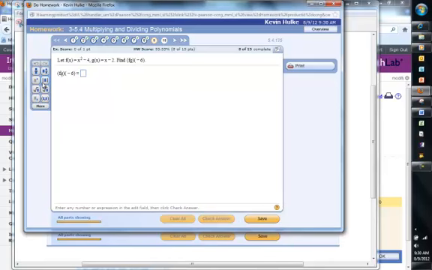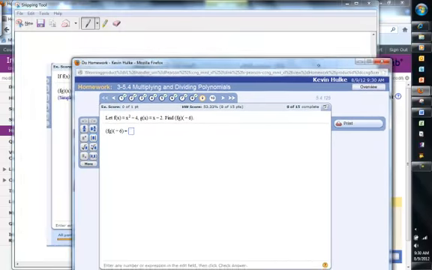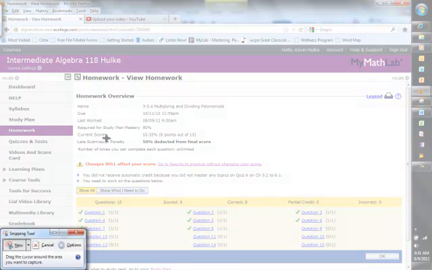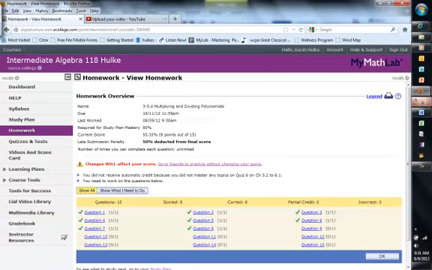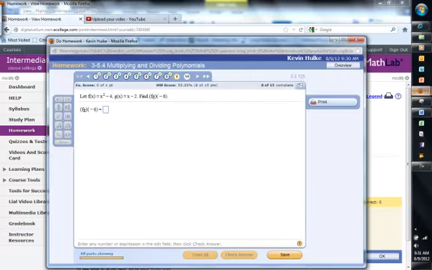Number 9. Now we're going to f times g of negative 6. Now it doesn't really matter which way you do it. Maybe I'll show you both ways.